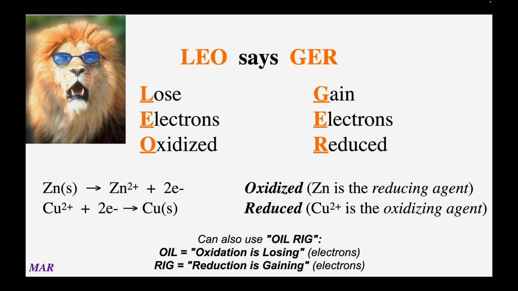Leo the lion says GER is my favorite expression, but you can also use things like OIL RIG. Oxidation is losing, reduction is gaining. You can use any of these kind of acronyms you want, but you need to know when something is oxidized and reduced, and likewise reducing agent, oxidizing agent. If you have a cooler saying than OIL RIG or Leo says GER, let me know. But I'll be referring back to Leo the lion says GER just as we go through this section.